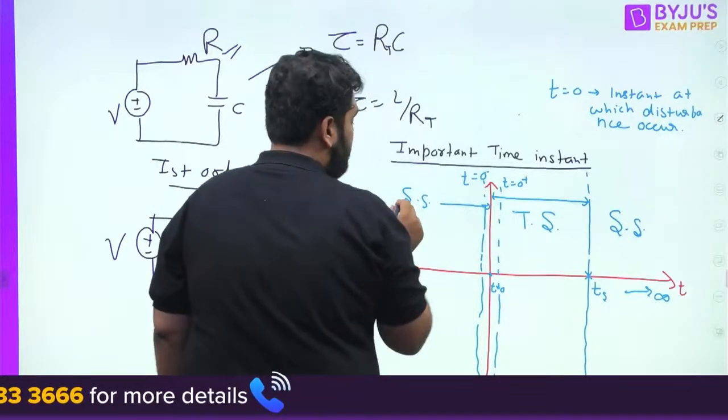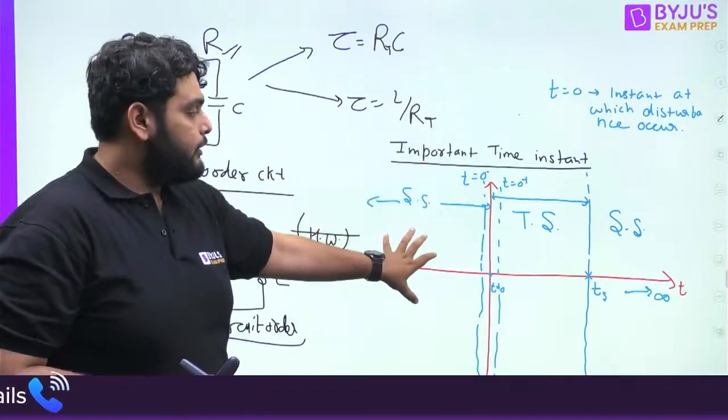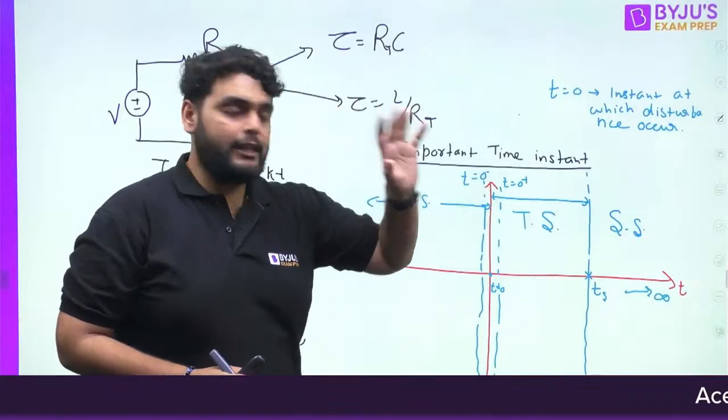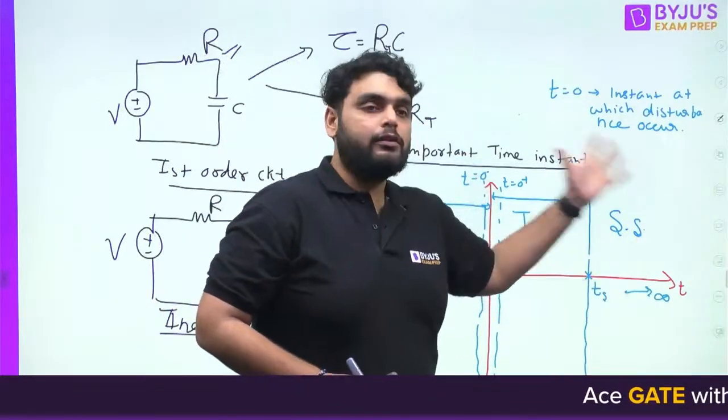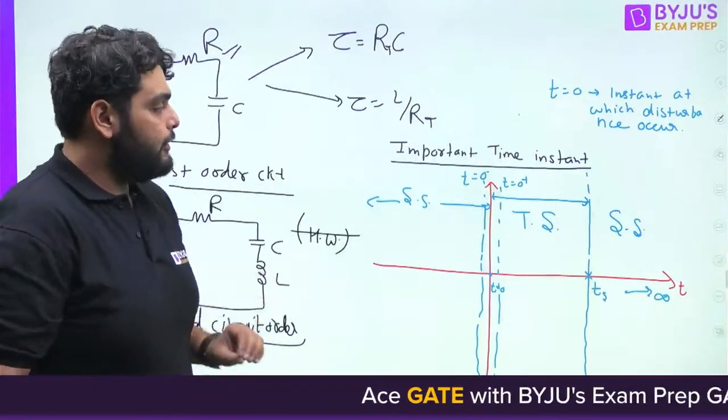One point you need to understand here is that t equal to 0 minus is a part of the steady state, t equal to 0 plus is a part of the transient state. Understand? And t equal to infinity is also part of the steady state. So this timing diagram we should understand here.